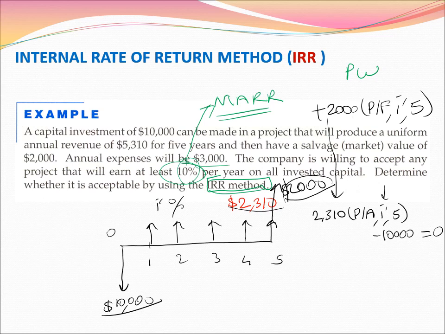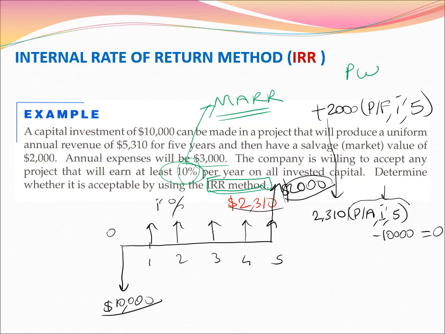You can use different methods. Instead of using this factor, you can enter the formula for this factor, P given A, and try to solve that formula for i prime. But again, it is not very easy because the formula for P given A includes i prime to the power of 5 and so on. What you can do is try different values.